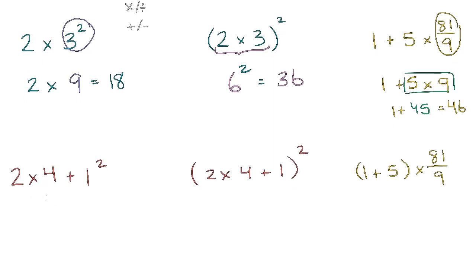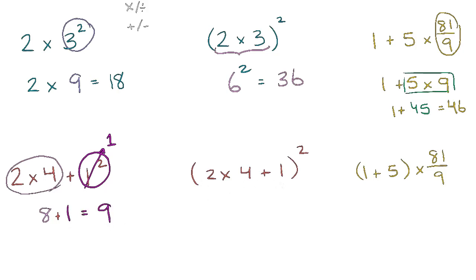Now let's tackle this one right over here. So we would want to do the exponents first. So 1 squared is just going to be equal to 1. And so you have 2 times 4 plus 1. What should you do? Should you add first or do the multiplication first? Well, multiplication takes precedence over addition. So you're going to do the 2 times 4 first. 2 times 4 is 8. So you're going to have 8 plus 1, which of course is equal to 9.